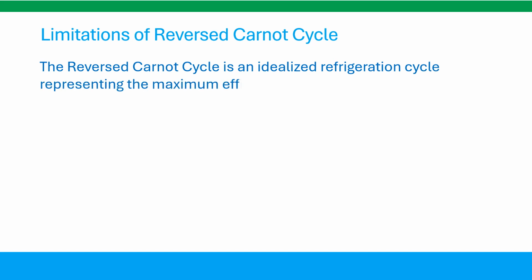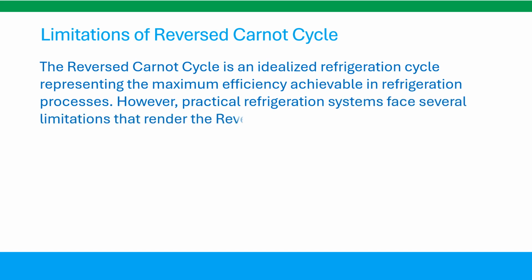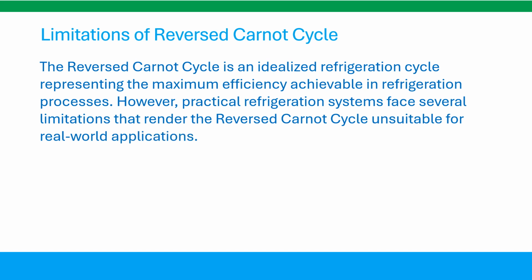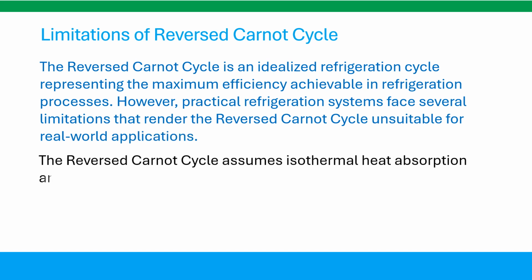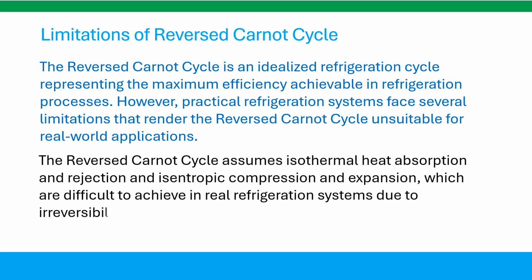The reversed Carnot cycle is an idealized refrigeration cycle representing the maximum efficiency achievable in refrigeration processes. However, practical refrigeration systems face several limitations that render the reversed Carnot cycle unsuitable for real-world applications. The reversed Carnot cycle assumes isothermal heat absorption and rejection and isentropic compression and expansion, which are difficult to achieve in real refrigeration systems due to irreversibility in actual components.